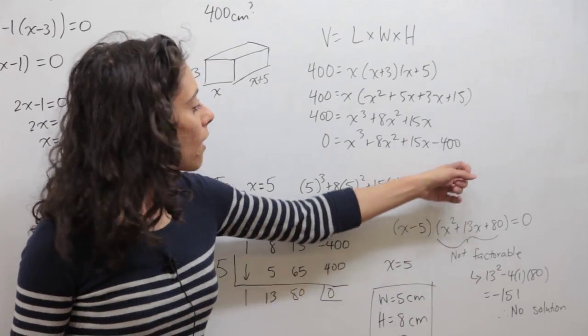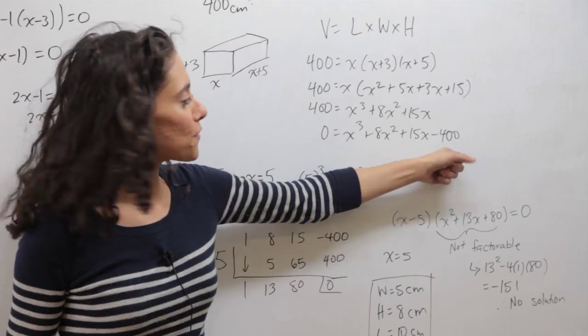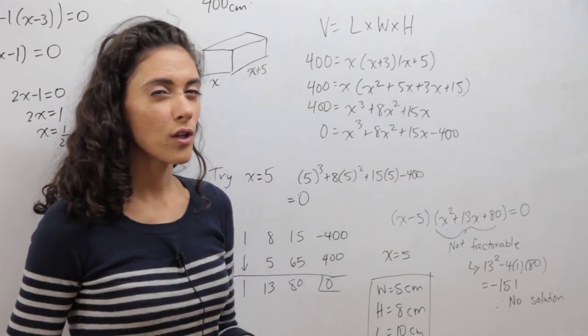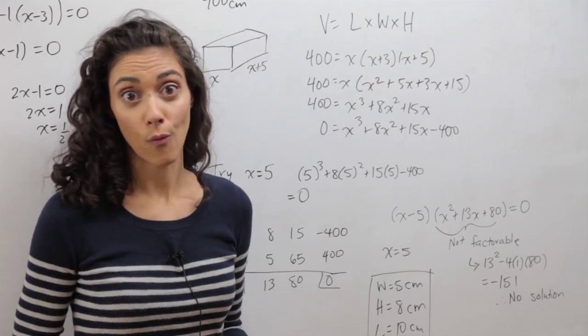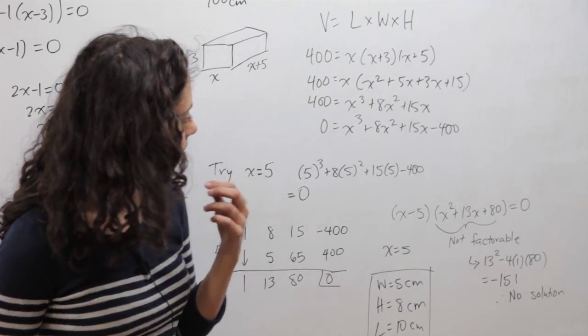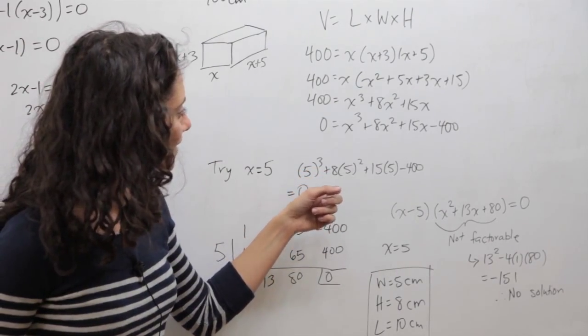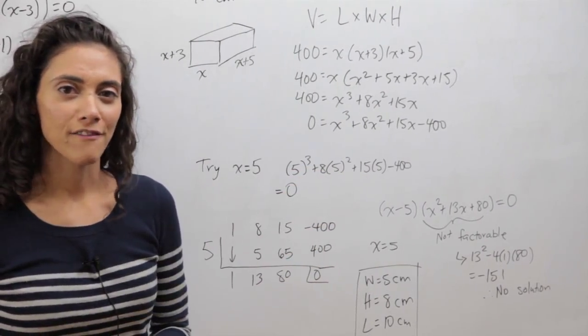Next, we have to solve this. Factor theorem. 400 has a lot of factors. Let's hope we find a relatively small one. There's no use trying negative numbers. We know the answer we're looking for is not negative. We don't want a negative width. I happen to know the answer, so I tried 5. 5 works, and we get 0 when we plug 5 in.